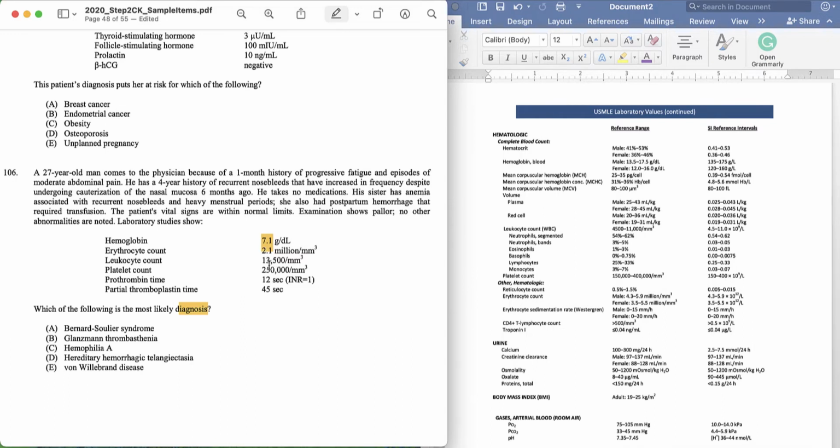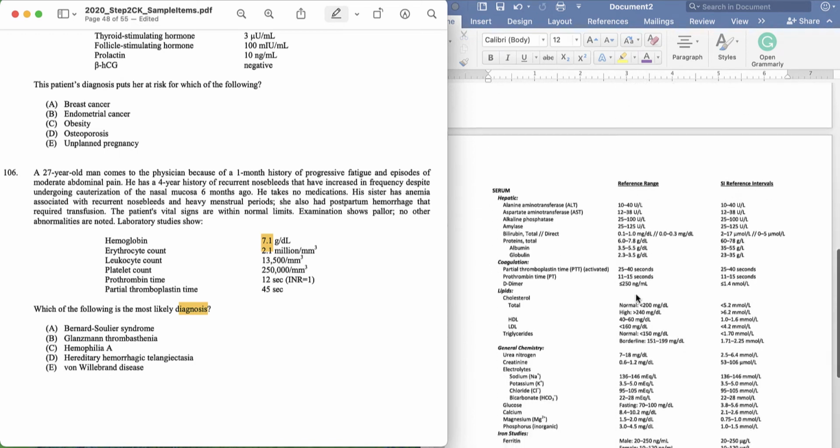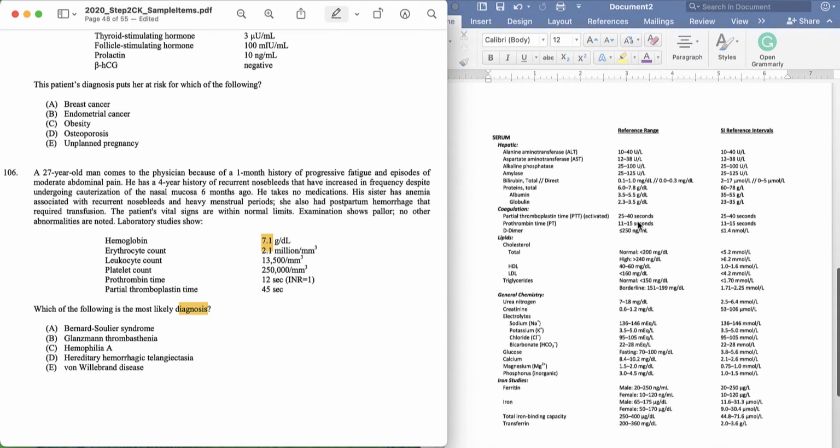Leukocyte count, that seems a little high. Platelet count's normal. Prothrombin time, that looks normal to me. Let's double check the PTT, that might be long. Okay, it looks like it's elevated, so let's highlight that.